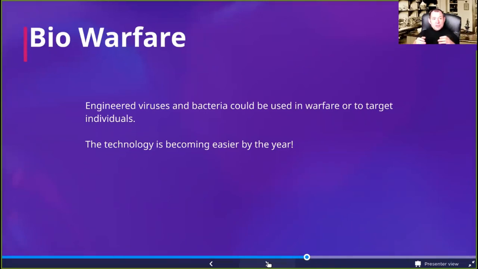And they could decimate our population. They could wipe us out, make us infertile, destroy our species. These are real threats. The technology is there right now.